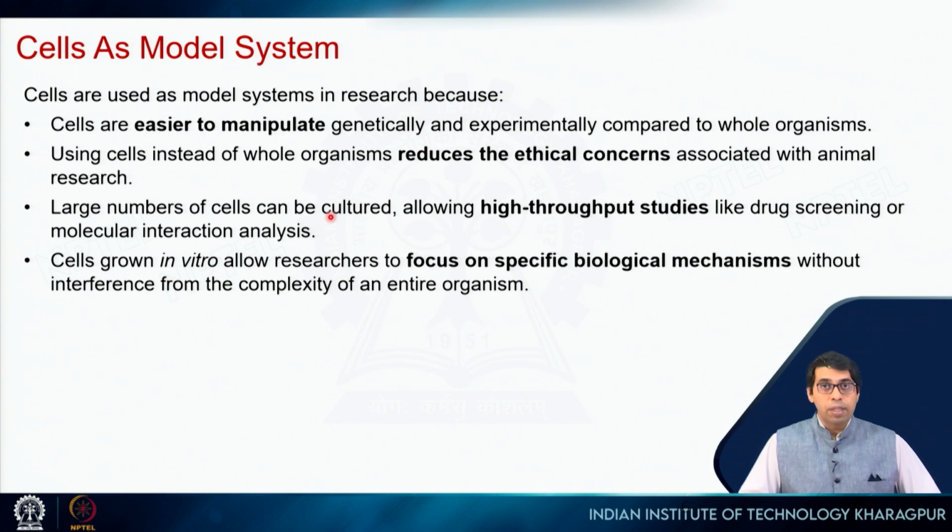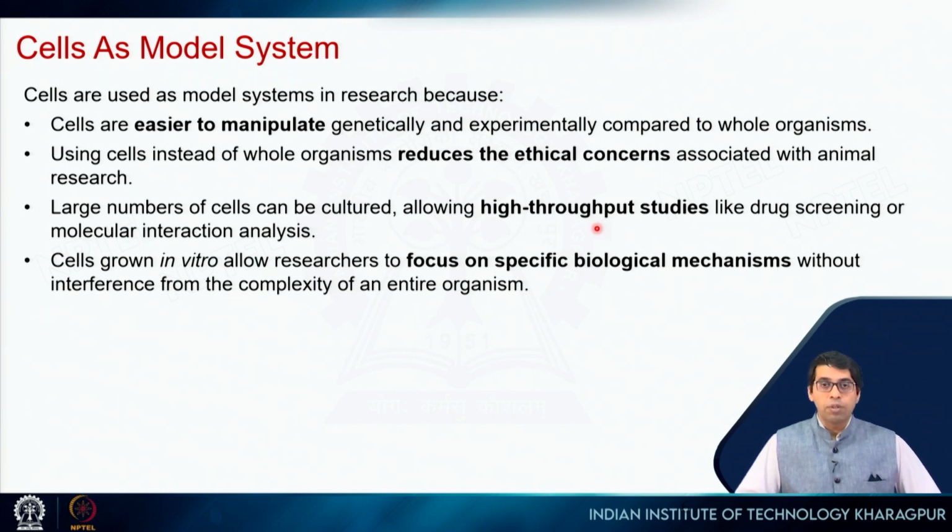A large number of cells can be cultured. There is a limitation in the number of mice that you can use in a particular experiment. But when we are doing experiments in cells, we can grow a large number of cells in a cell culture. This type of setting can be used for high throughput screening, for example, drug screening.